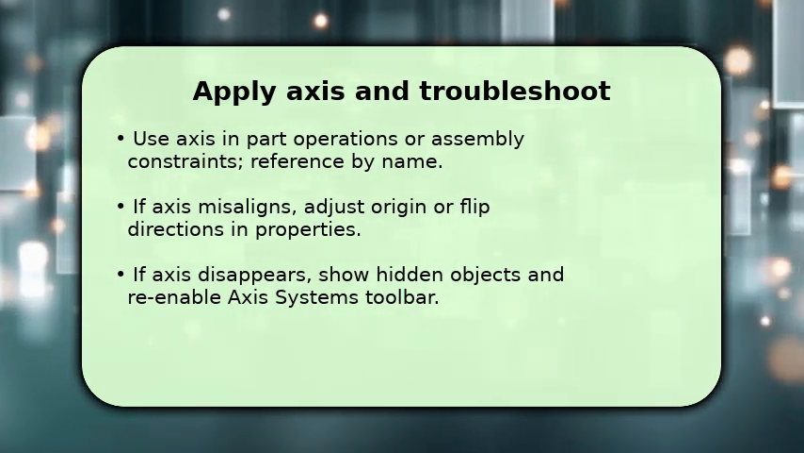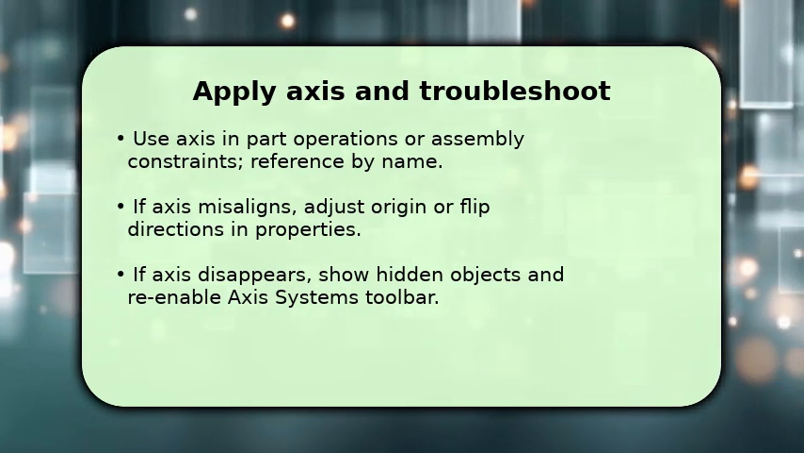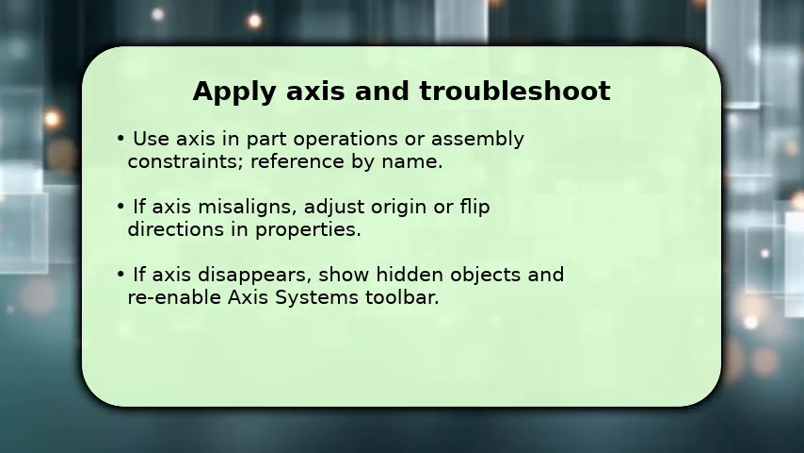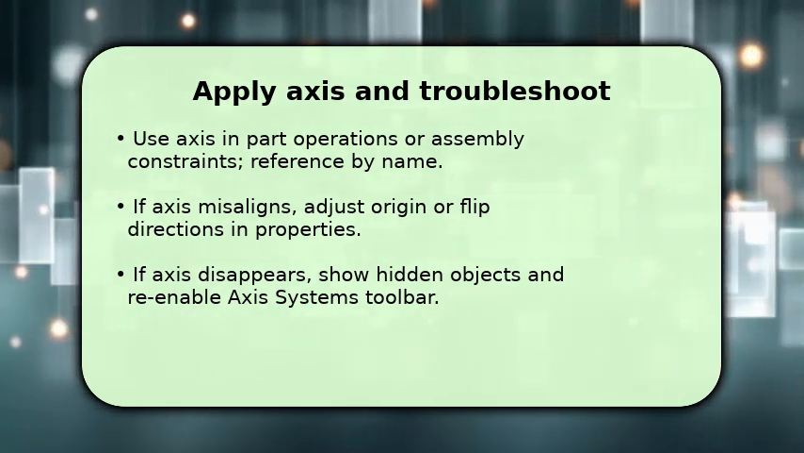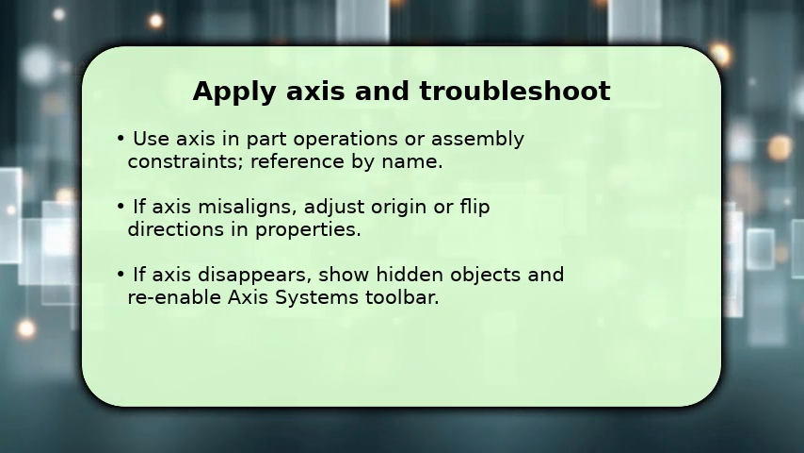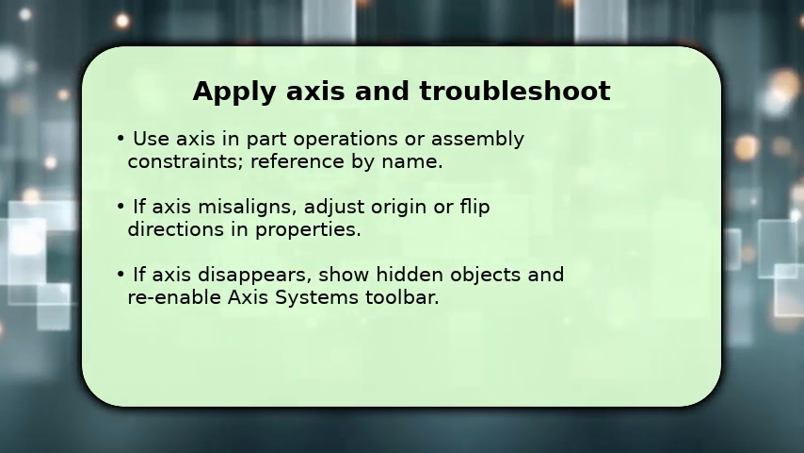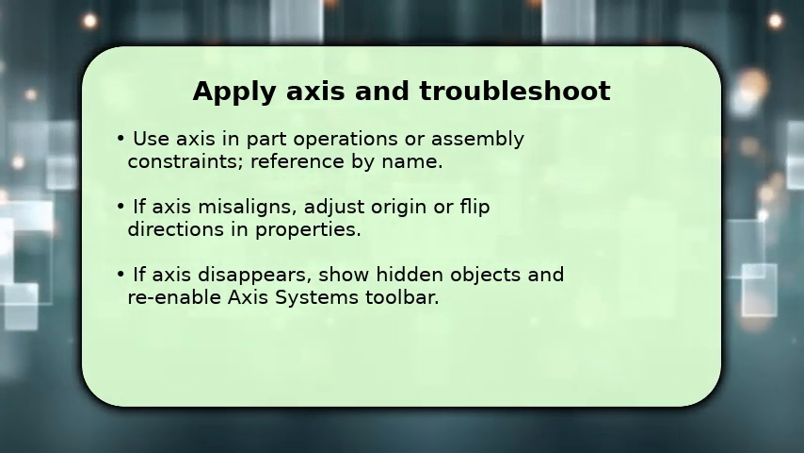If the axis seems to vanish or the preview is wrong, reveal hidden objects and ensure the Axis System's toolbar is enabled. Sometimes references break after geometry edits. Finally, save your work and, if necessary, reassign references to robust geometry to prevent future breakage.